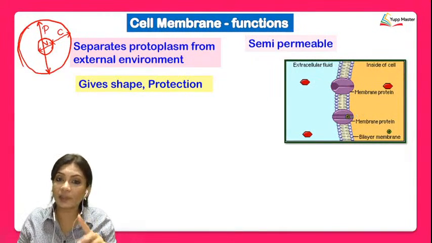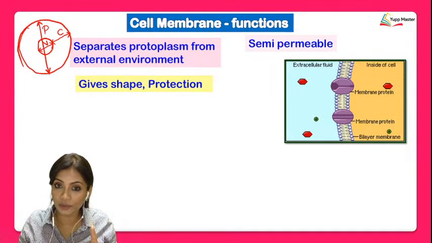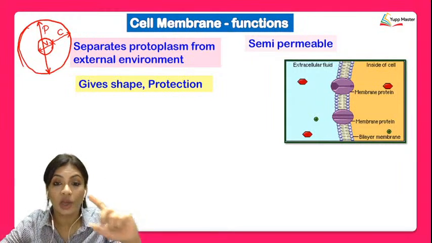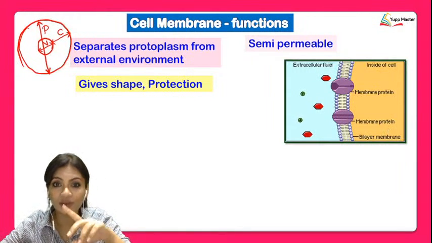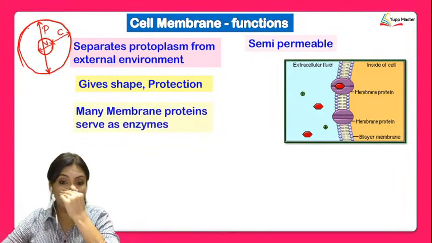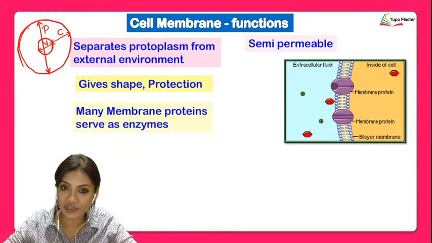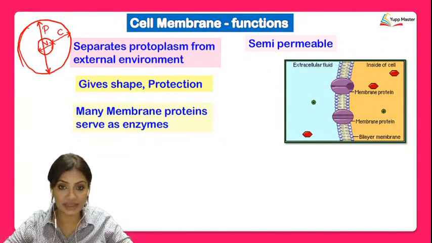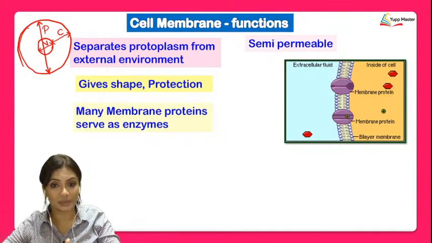All right, with the help of which proteins? Do you remember those three proteins? Yes, the one which was helping things to come in and go out, it was called the tunnel protein or the channel protein. All right, then there are many membrane proteins which we just spoke about. They may at certain times behave as enzymes and allow activities to take place.